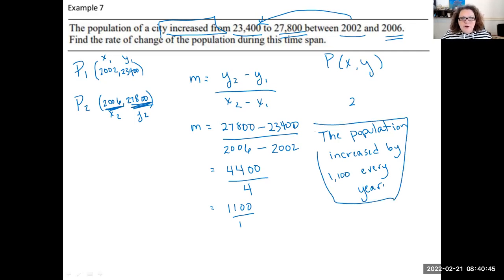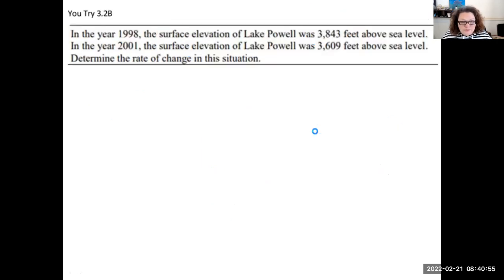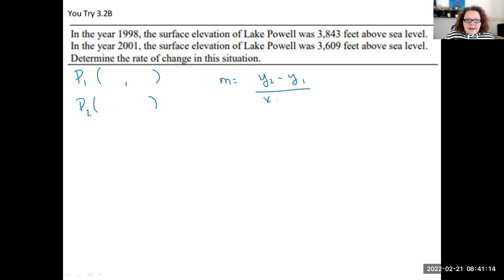Okay, they're wanting to know what happened during that time span. So during that time span, the population increased by 1,100 every stinking year. Okay, your turn. I'm going to give you the function, the slope formula. So given point 1 and point 2, but you have to figure out what those are. You're going to have the rate of change is equal to y sub 2 minus y sub 1 divided by x sub 2 minus x sub 1. All right, pause the video and attempt this on your own before you come back and watch how I do it.